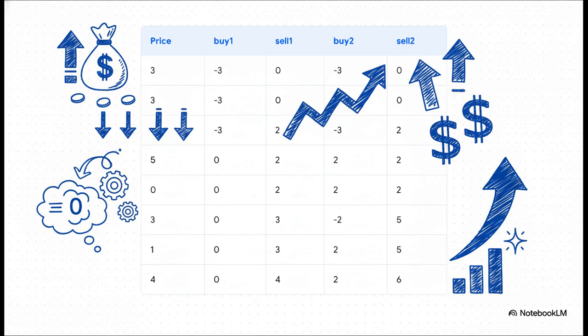Look at buy 1. Is it better to hold on to our old purchase at a cost of 3? Or could we just buy today for free? Well, of course, buying for 0 is better. So buy 1 updates from -3 to 0. The machine just ditched our bad entry point for a perfect one.